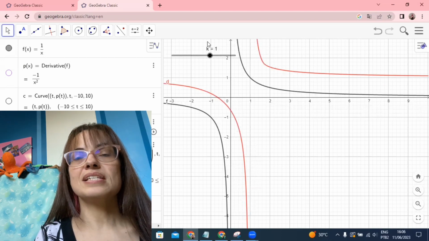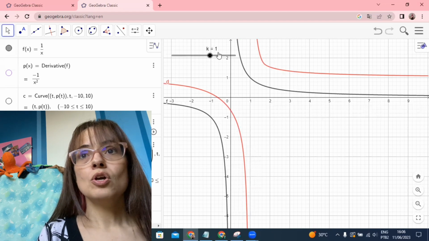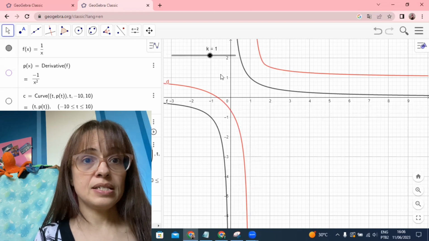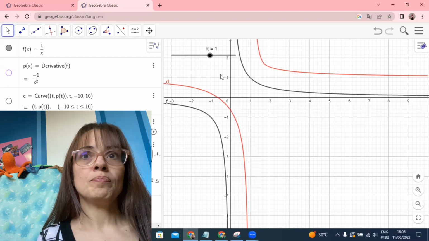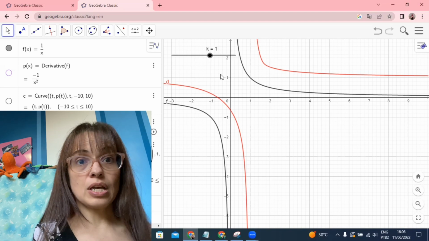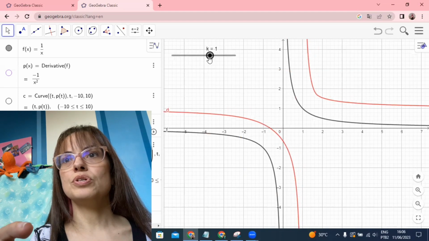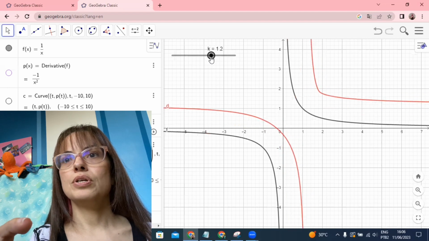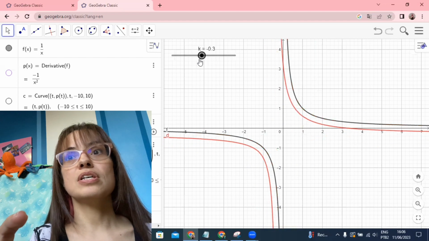I've also added a slider here called k. Now it has k equals 1, which is going to be the distance between the original curve and the new curve that I want to draw. And of course, when it goes negative, it means that it goes to the other side of the function. So we can see that part working first. We get farther away, we get closer. Now k is negative, we go to the other side.